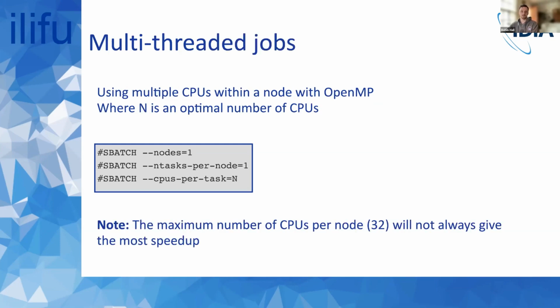So when you want to use multiple CPUs using OpenMP or another multiprocessing library like multiprocessing in Python, you're simply giving the job more CPUs per task, denoted by the N here. It's also good to note that giving a job the maximum number of CPUs, so 32 in most cases, isn't going to give you the most speed up, which again is why it's important to understand your software and its requirements.